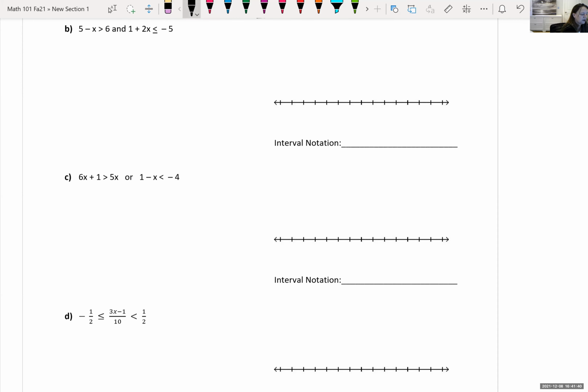So let's look at the first one. We're going to get x by itself. Let's subtract 5 on both sides. We get negative x is greater than 6 minus 5, which is 1. Divide by negative 1, we get x is less than negative 1. Oops, what am I doing? I'm going to plot this up here, I'm going to do it above. So let's say that this is negative 1.